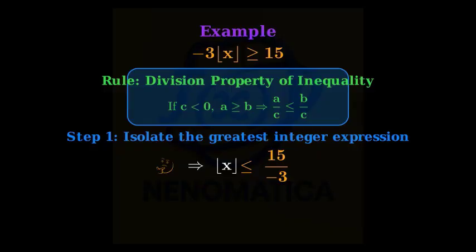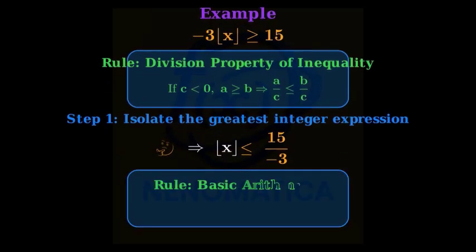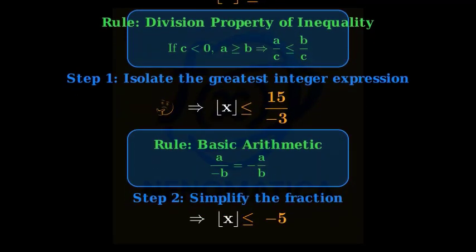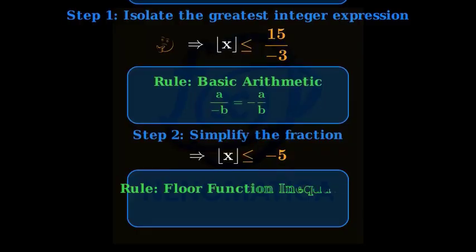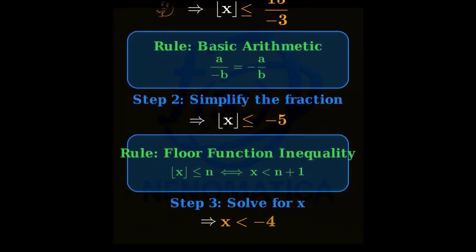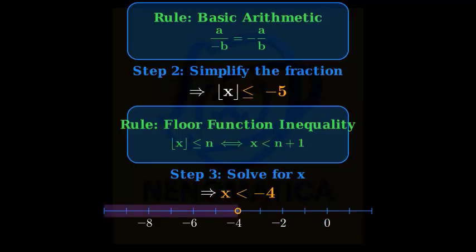Step 2. Simplify the fraction. We use basic arithmetic to simplify 15 divided by negative 3. So we get the floor of x is less than or equal to negative 5. Step 3. Solve for x using the floor function property. If the floor of x is less than or equal to n, then x is strictly less than n plus 1. Here n is negative 5, so x is less than negative 4.